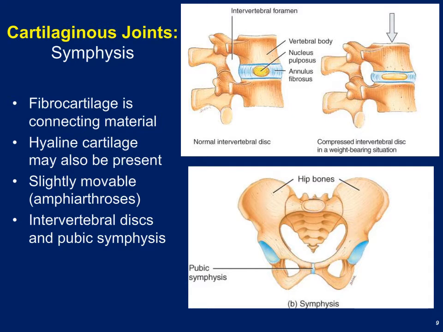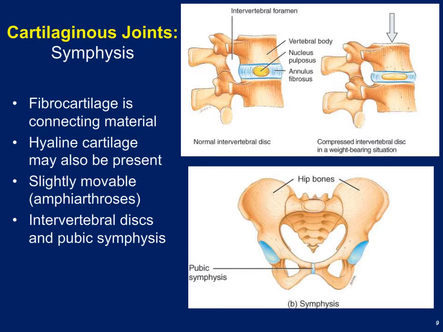A symphysis is a cartilaginous joint where the major tissue involved is fibrocartilage. However, we may have some hyaline cartilage on the articulating surfaces of the bone. Now remember, fibrocartilage was very dense, very spongy. It can resist a lot of compression. And so we tend to find fibrocartilage in between the vertebrae, and we also find it in between the pubic bones in the pubic symphysis.